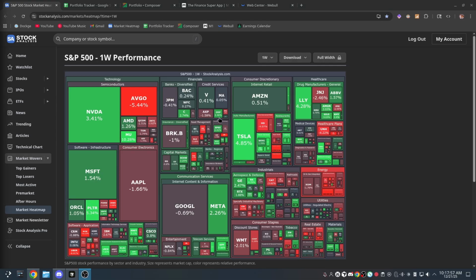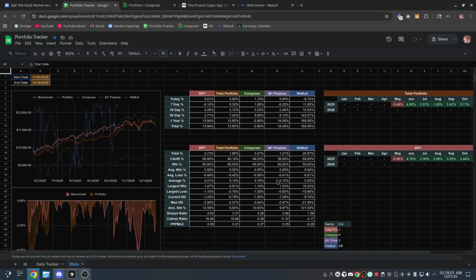So moving on into the actual portfolio, we can see that for this last week, our portfolio is up about 0.3%. S&P's down 0.16%. Composer portfolio is up 1.8%. M1 Finance down 0.2%, and then Webull up 85%. So that's pretty good.